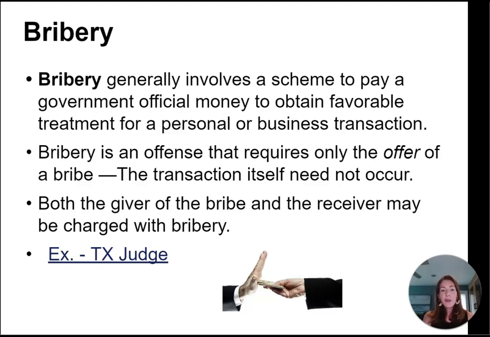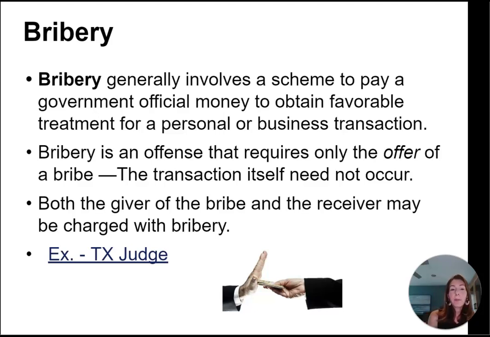table. So the hostess is going against what her job really requires, and she's giving me favorable treatment in exchange for money. It's not necessarily a crime. But in the criminal context, bribery is an offense that requires only the offer of a bribe. So the transaction itself doesn't need to occur.